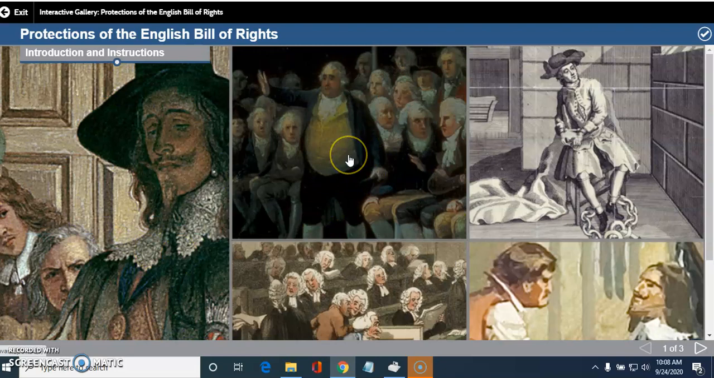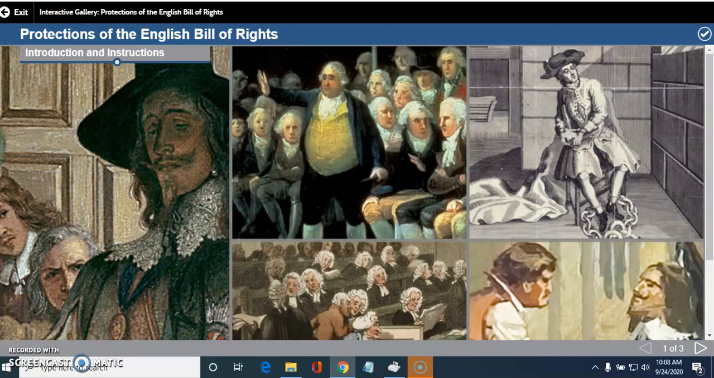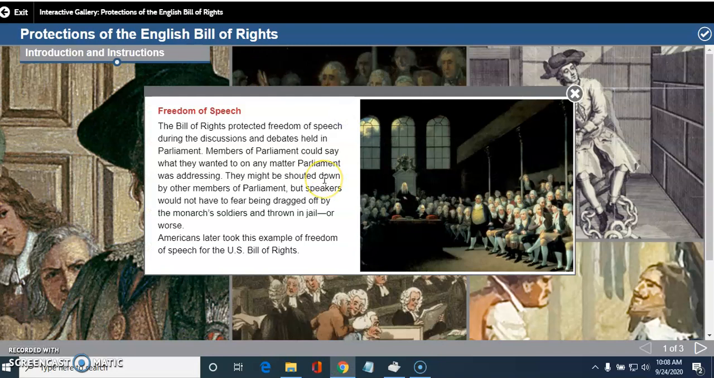Look at this guy here. What is he doing? He's talking. So take a guess at which right this one is. I'll pause this right now, and you can talk for a minute. Let's see what right it is. It's the freedom of speech. If you had freedom of speech, you got it right.